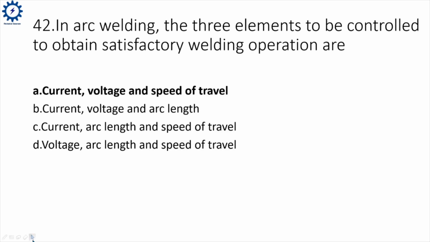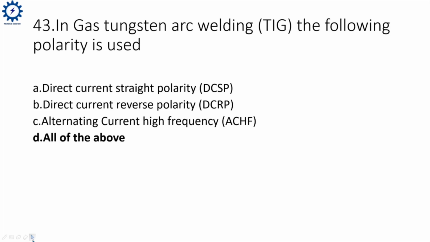In arc welding, the three elements to be controlled to obtain satisfactory welding operation are current, voltage, and speed of travel. In gas tungsten arc welding or TIG welding, the following polarity is used. Correct answer, all of the above. That is, direct current straight polarity, direct current reverse polarity, alternating current high frequency.